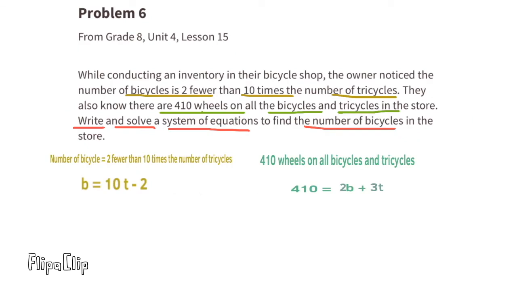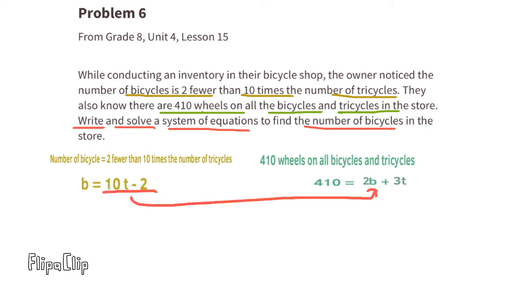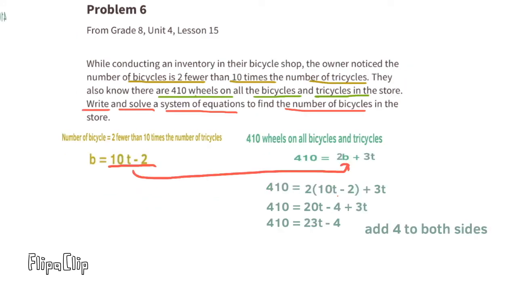Since b equals 10t minus 2, we can substitute b with 10t minus 2. Now the equation reads 410 equals 2 times 10t minus 2 plus 3t. Using the distributive property, we know that 2 times 10t equals 20t, and 2 times the negative 2 equals negative 4. 410 equals 20t minus 4 plus 3t. 20t plus 3t is 23t. Bring down the minus 4.